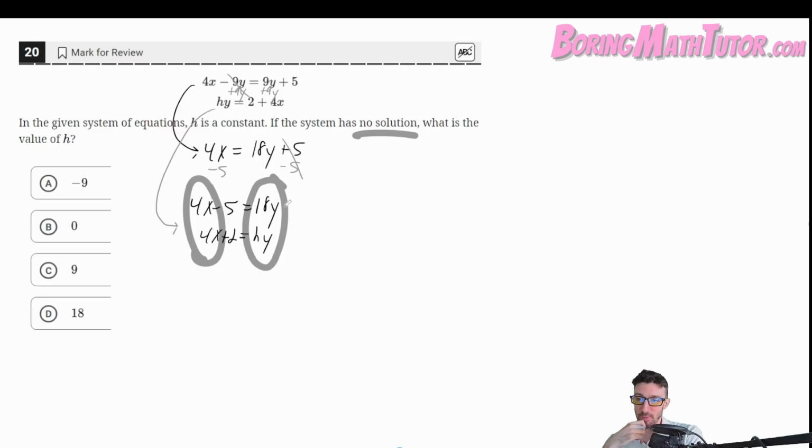That has to happen. And then your non-variables will not be equal. Well, these are clearly not equal. But what did I say first? I said that the variable columns must be the same. In other words, we're going to require that 18 equals h. What are they asking for? They're asking for h. So that means the answer is 18.